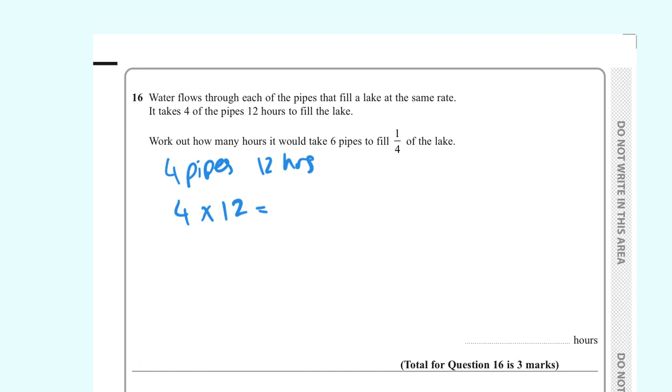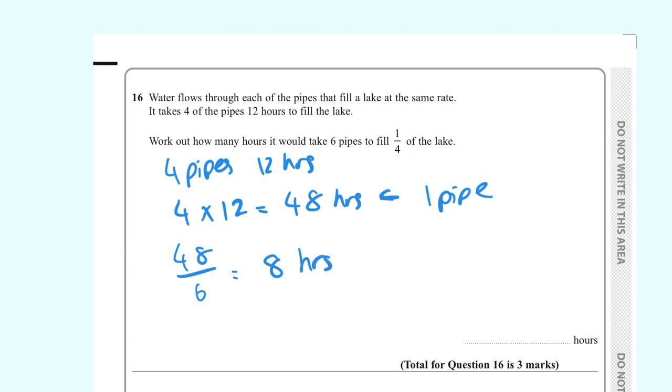So it's going to take 1 pipe 48 hours. So that's for 1 pipe. We have 6 pipes, so it's going to take 1/6 of the time. Alright, so 48 divided by 6 is 8. Okay, so it's going to take 8 hours. My goodness, 8 hours for 6 pipes.